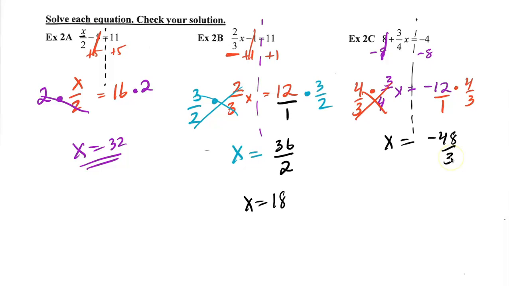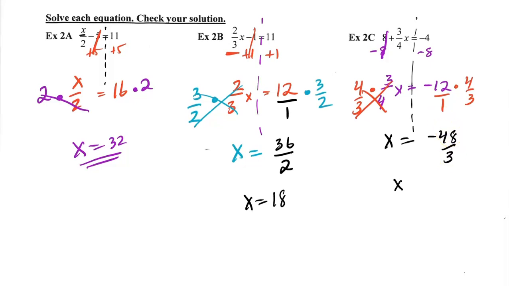48 divided by 3 is 16. So I get -16. If you're better at dividing, you could reduce before you multiply. So like right here, cross reduce. 12 and 3 reduce, and you get 1 and 4. So to get -4, -4 times 4 is -16.